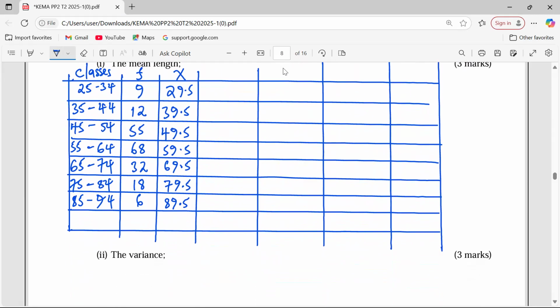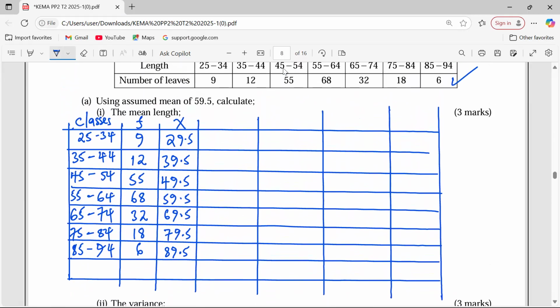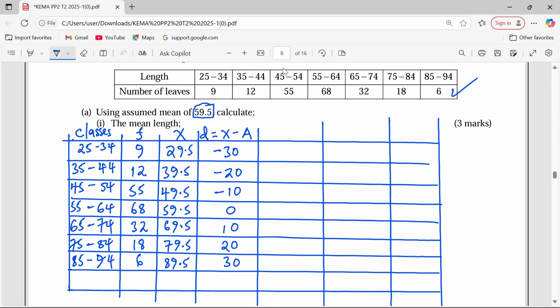After getting all the midpoints, let's now talk about the deviation of every midpoint from the assumed mean. Every midpoint minus the assumed mean. We start by taking 29.5 minus the assumed mean of 59.5. This gives us negative 30, then negative 20, negative 10, 0, 10, 20, 30. Those are the respective deviations for the respective classes.